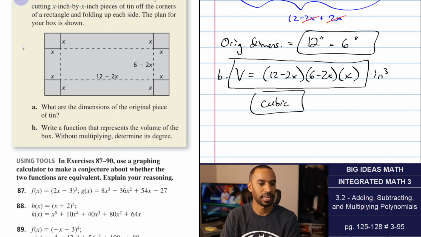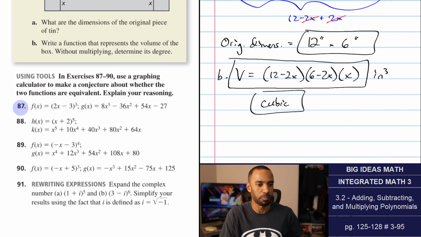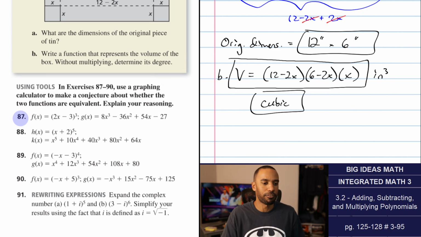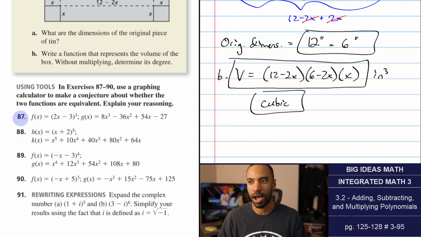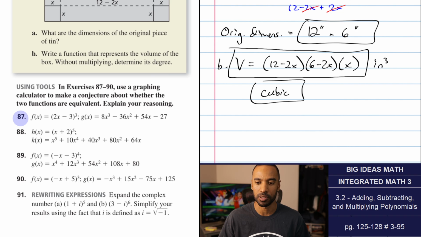Number 87 to 90, using tools. Use a graphing calculator to make a conjecture about whether the two functions are equivalent. Explain your reasoning. Well, the reasoning for each and every one of these will be if they get the same graph or not. So here's what I'm going to do. I'm going to pause each time I type a new function, then I'll reveal what the graphs look like. All right? Give me a second.